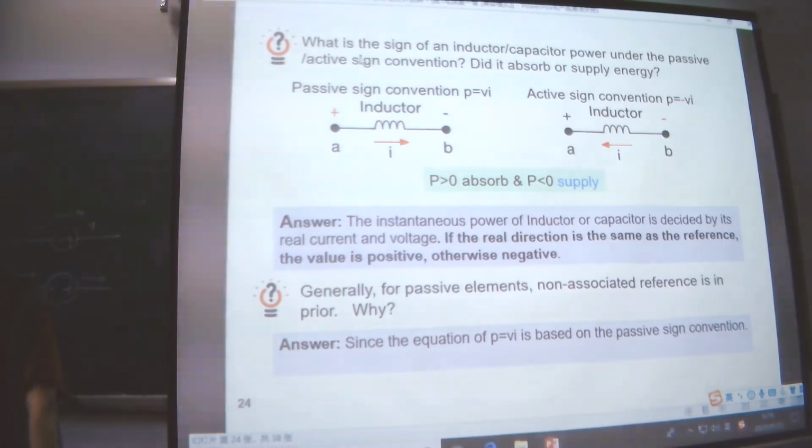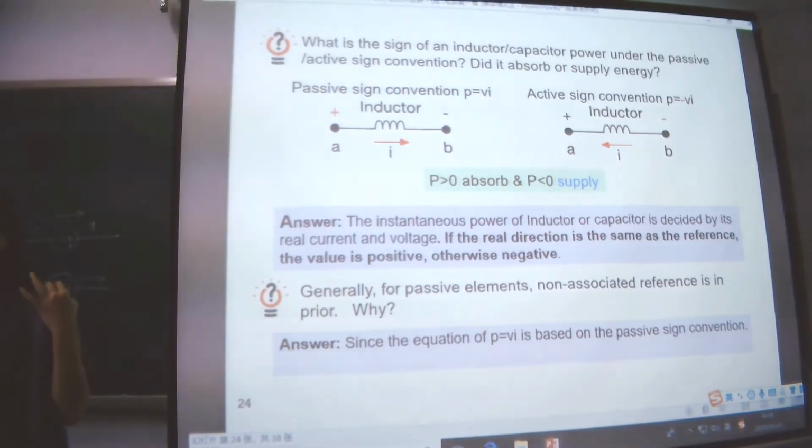Say the inductor is a passive element. So generally we use this one, okay? In this one we use P = VI, because in our course we don't have too many circuit elements. We just have resistor, capacitor, inductor, right? So we just remember for those three we use this one, okay?